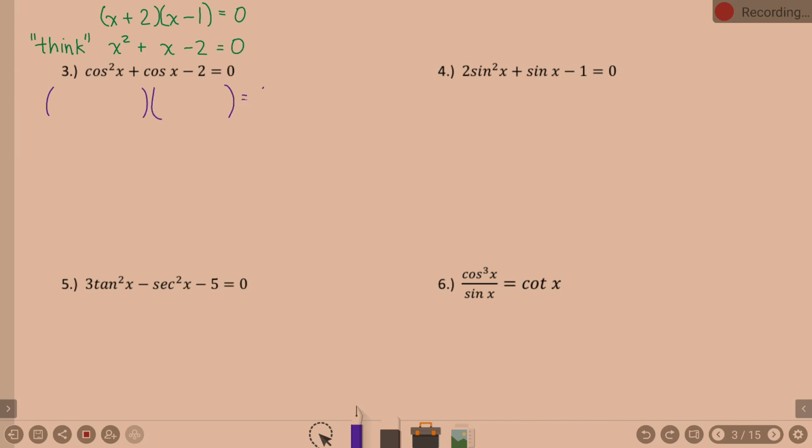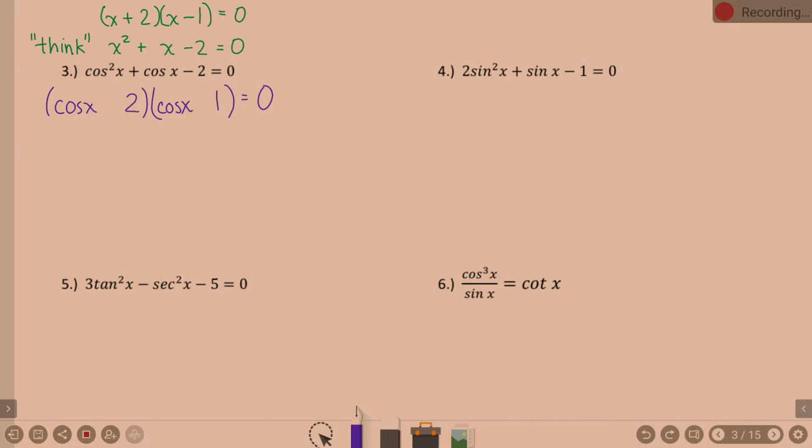We're going to factor it into 2 parentheses. X squared normally breaks into x times x. So what's cosine squared x going to break into? Cosine x times cosine x. What numbers did you already tell me multiplied to be 2? 2 and 1. That was 2 and 1.